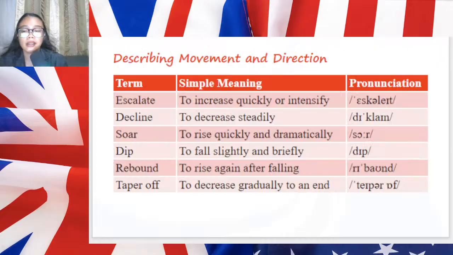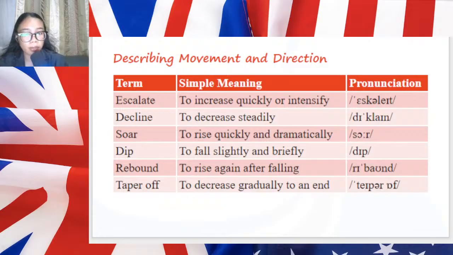All right. Of course, we immediately move on to another set of terms, which is on describing movement and direction. So, when you are presented with a line graph, a bar chart over time, or any data that changes, you're essentially telling a story of how things move. Are they going up?